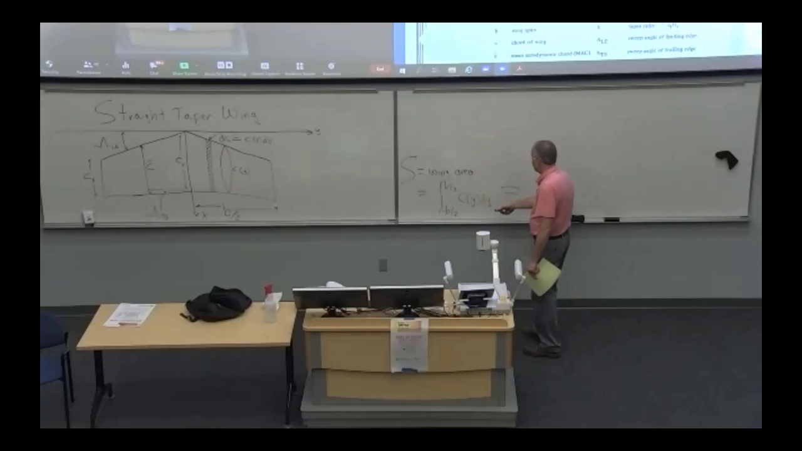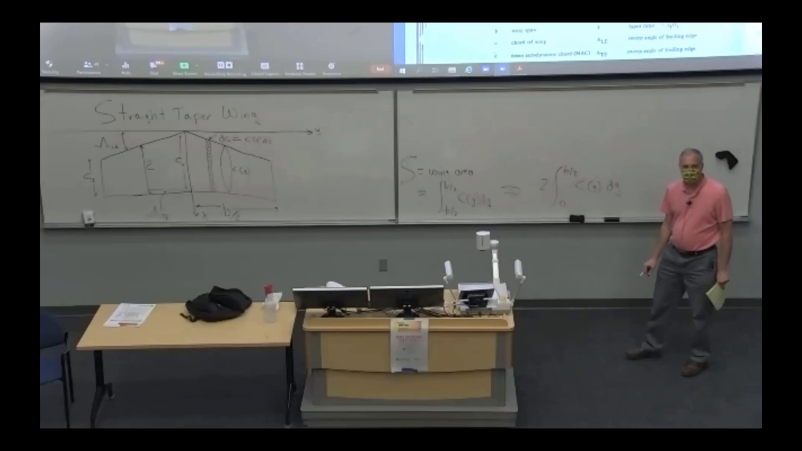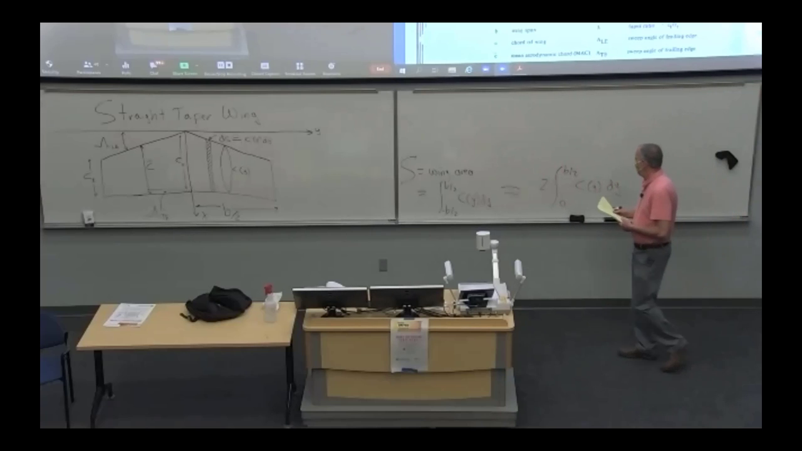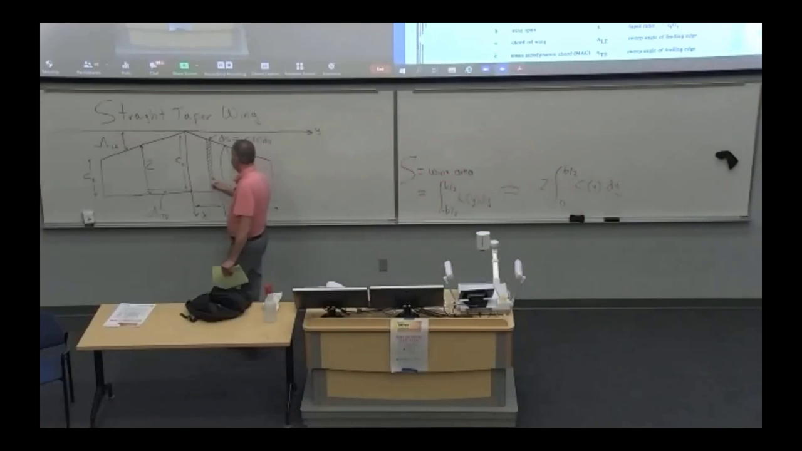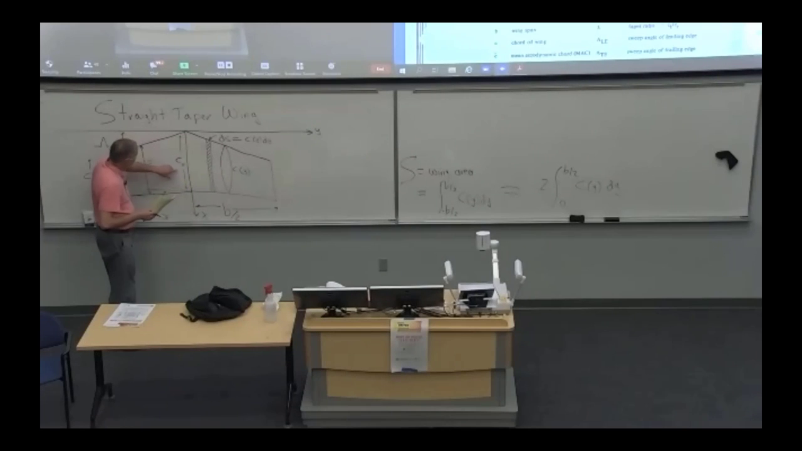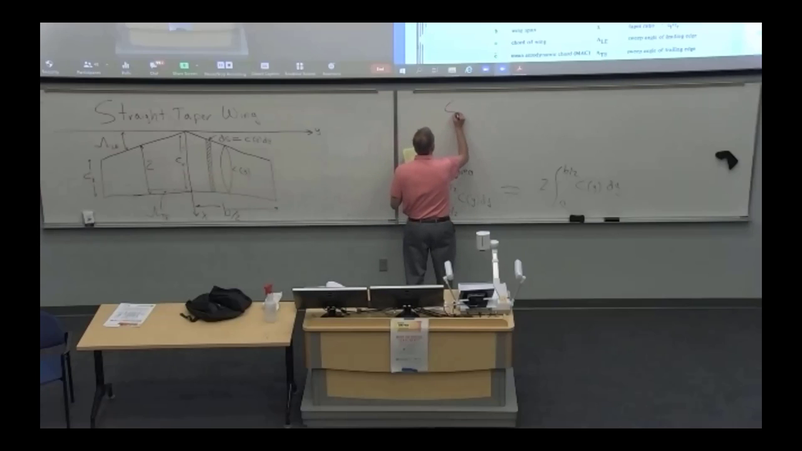Because the wing is symmetrical, we can chop the integration in half and only do half of it, and then double it. So that was easy. All we need to know is a formula for C as a function of distance, and that's just going to be a linear equation because it's going to go from C_R to C_T linearly. And so we can write a formula for that.